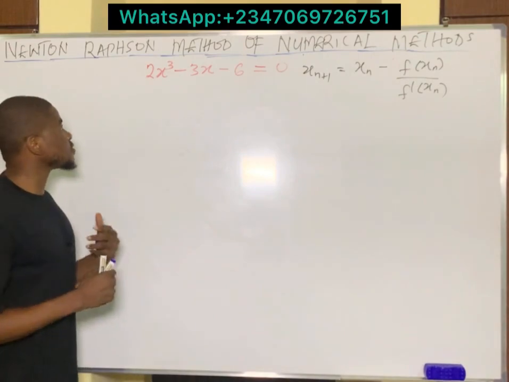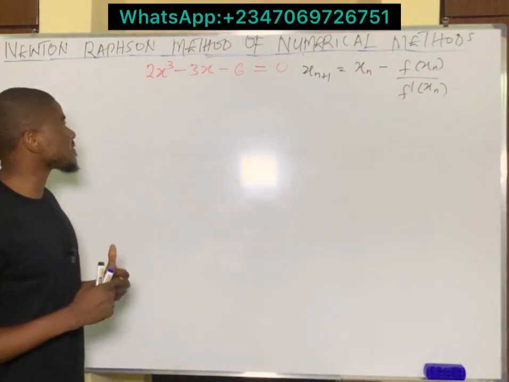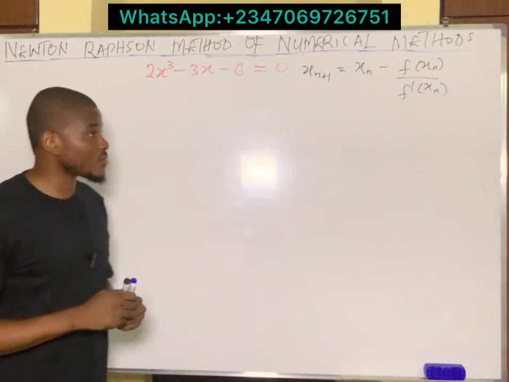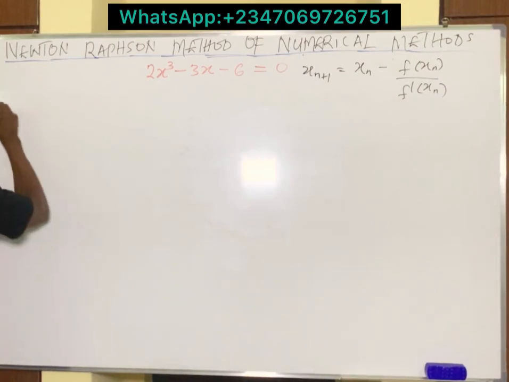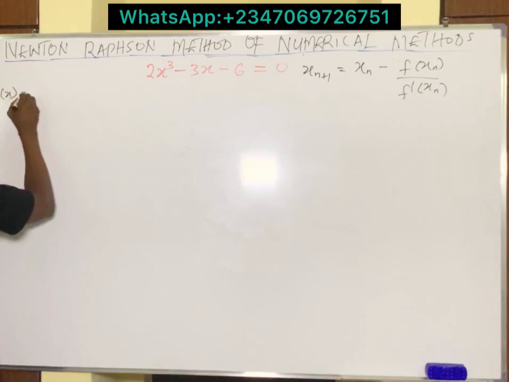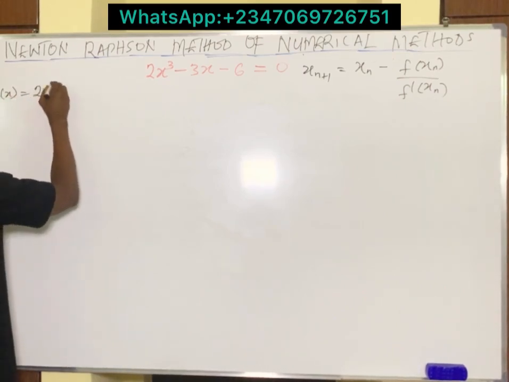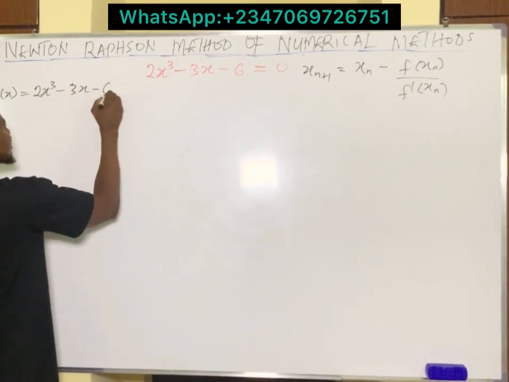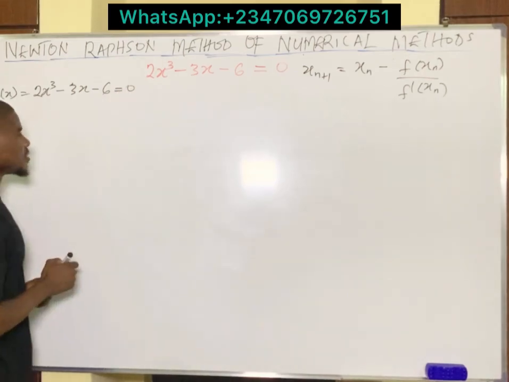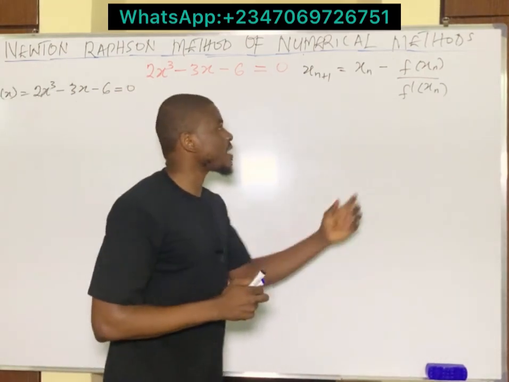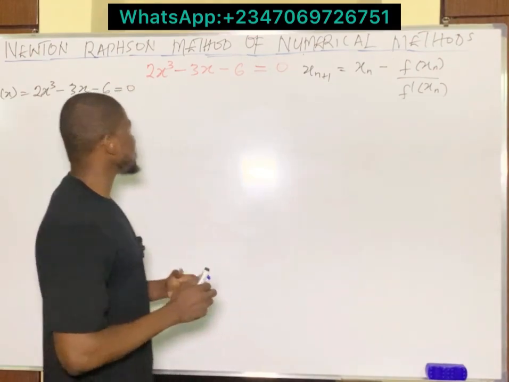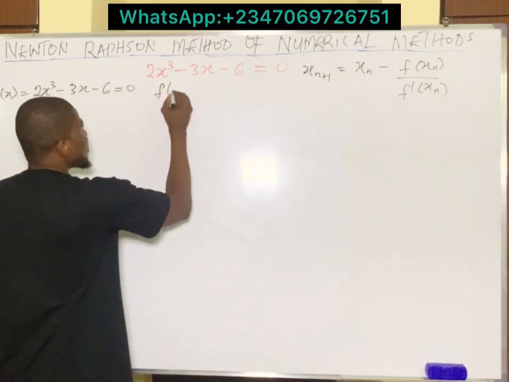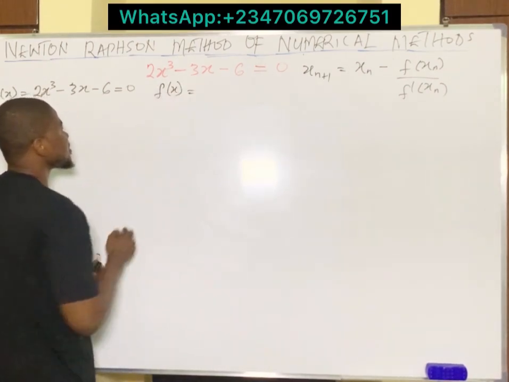Now we are given this question: 2x cubed minus 3x minus 6 equals 0, and we have to solve this using the Newton-Raphson's method. So first of all, let us pull out our function. We have f(x) equal to 2x cubed minus 3x minus 6, and this is equal to 0. From the formula, you see that we have the derivative of the function, which means we need to differentiate the given function. So we simply find f'(x).